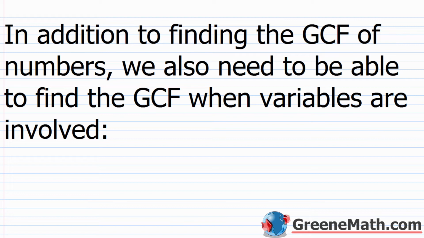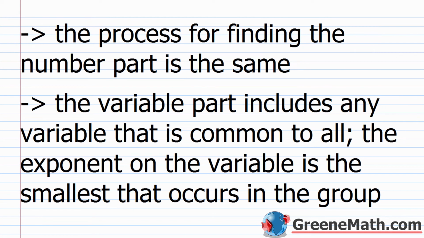But moving forward and thinking about how we're going to use this for algebra, in addition to finding the GCF, and again, that's greatest common factor, of numbers, we also need to be able to find the GCF when variables are involved. Now, the process for finding the number part is the same. The variable part is a little bit different because you don't need to make a factor tree. I know you don't need to do that every time for numbers, but when they get big, you really do need to do that. So the variable part just includes any variable that is common to all. The exponent on the variable is the smallest that occurs in the group.